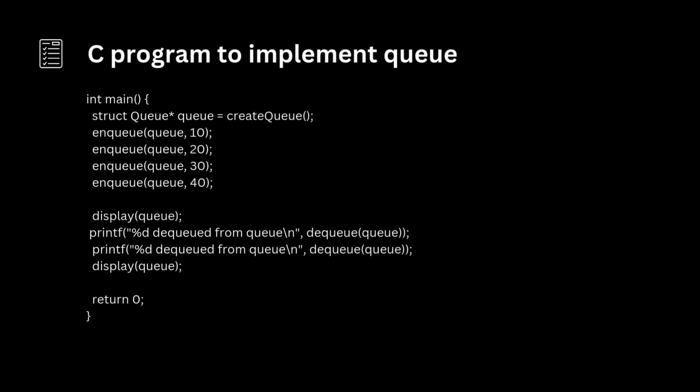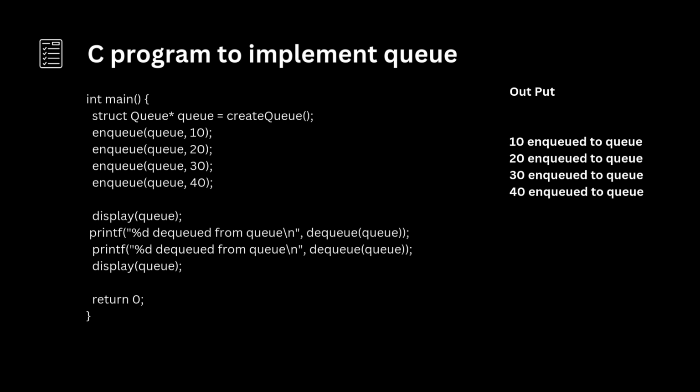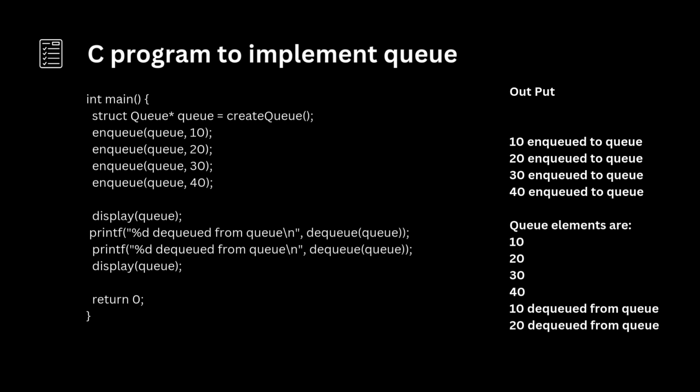The output of the program would be like this. First the elements 10, 20, 30 and 40 are inserted. Then queue elements are displayed respectively, and then elements 10 and 20 are dequeued, that is, deleted from the queue. So the remaining queue elements are 30 and 40. So this was all about the array representation of the queue and implementation of the queue using arrays. Next I will go through some of the drawbacks of using the array representation.